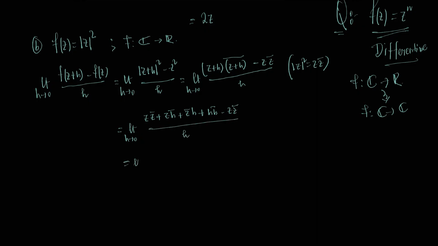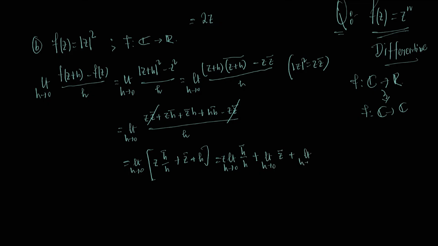Yes, that is nothing but limit h tends to 0. Now you see, we can cancel these two parts, and then we are left with z h bar by h plus z bar plus h. This is what we have. Now that is nothing but limit h tends to 0, if it exists, of course, z times h bar by h. z is independent of h, so we can push it outside, plus limit h tends to 0, z bar plus limit h tends to 0, h.